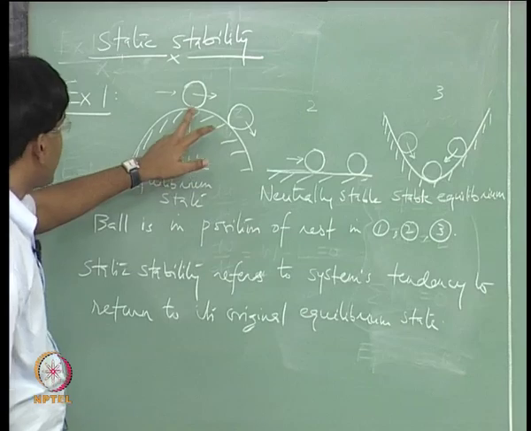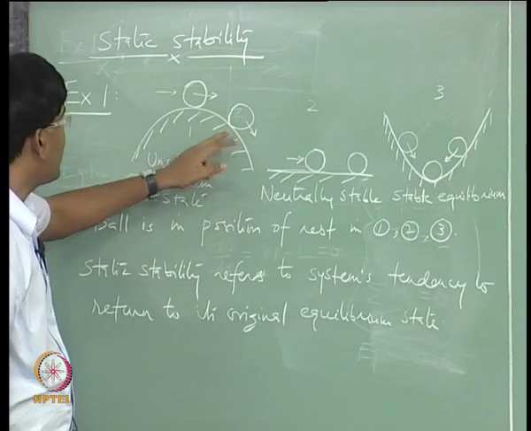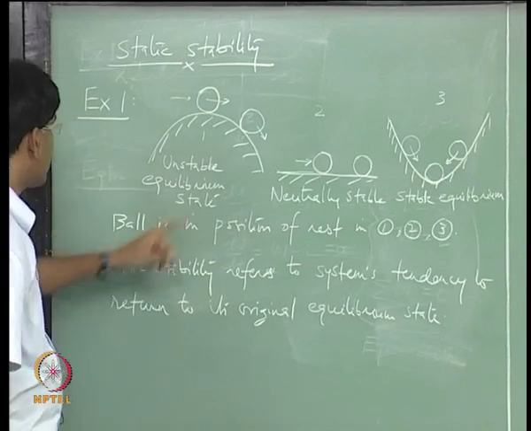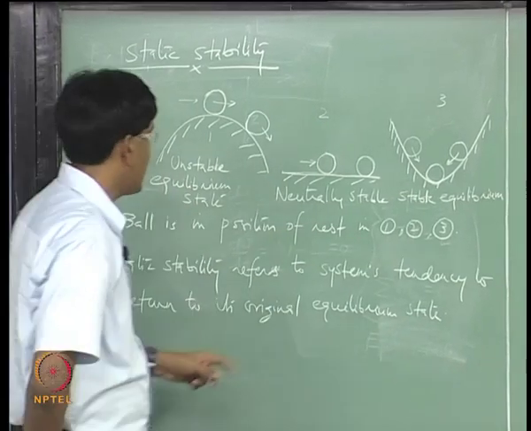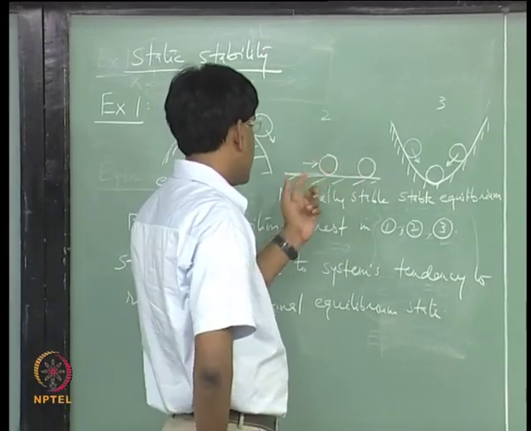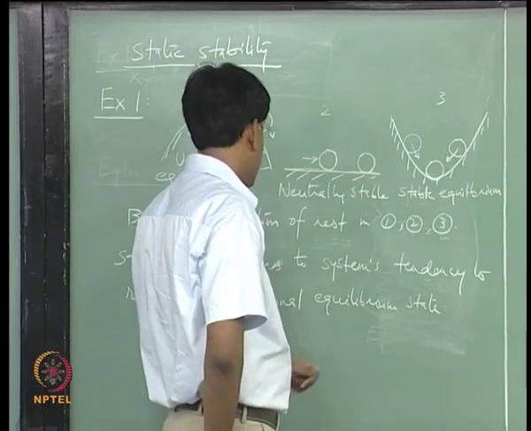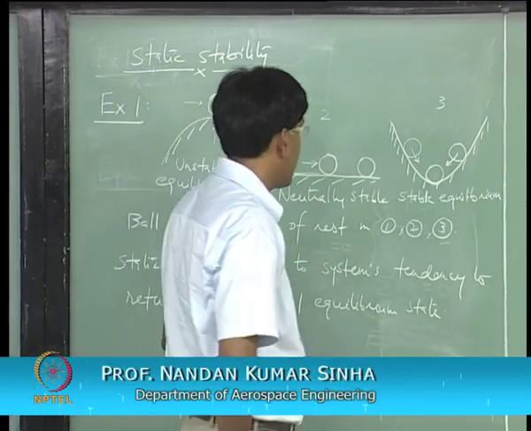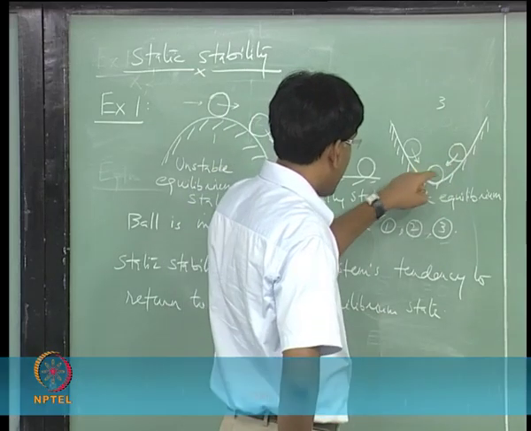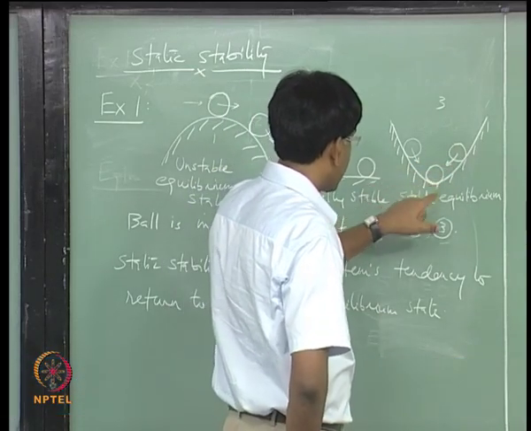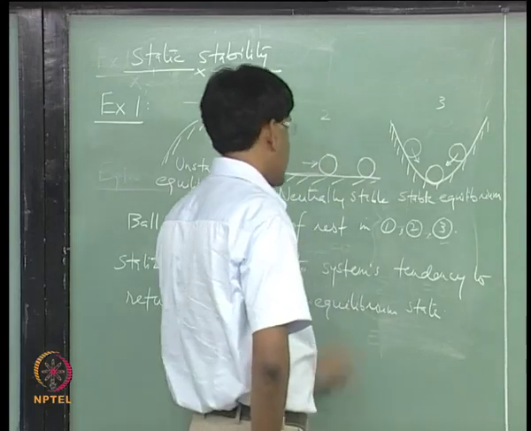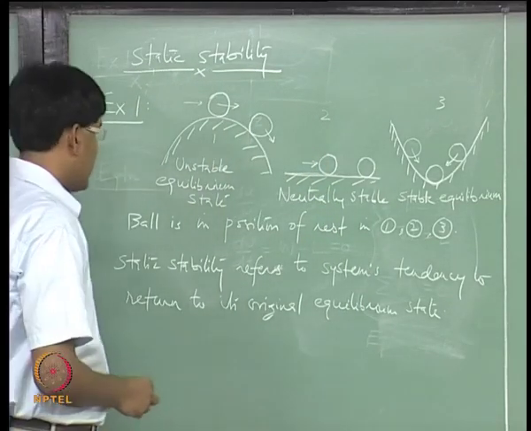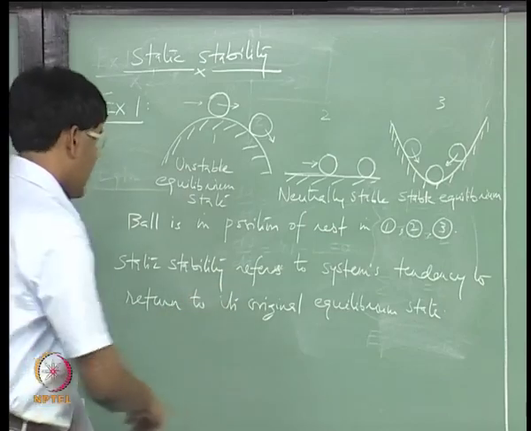So, clearly in this case, it does not have any tendency to come back to this equilibrium state. So, we say that is unstable. In this case also, it is going to go and acquire another equilibrium state. So, that is why it is neutrally stable. Here it has a tendency to come back to its original equilibrium state. So, we say that this is a stable equilibrium state for this ball.